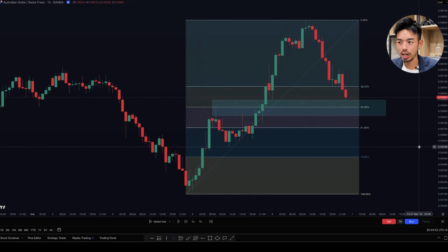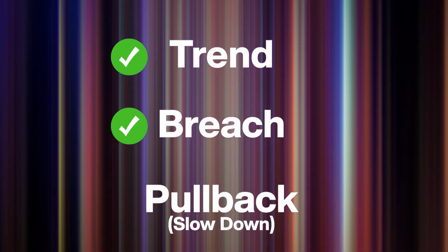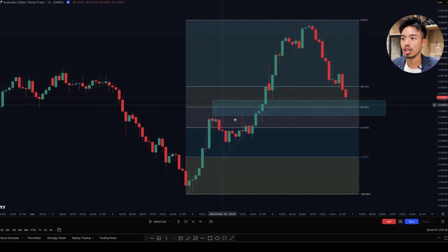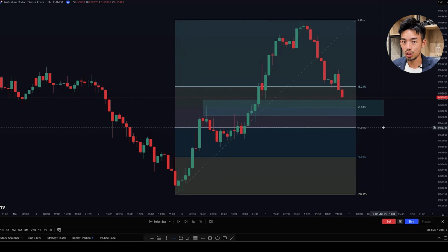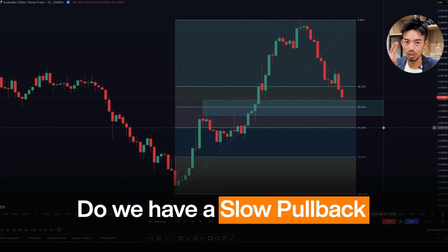Now, do we have a trend? Yes, we do have a trend, right? This is a strong move towards the upside. We have a couple higher highs, higher lows. It does look like it's an uptrending market, okay? So now two things are checked. Final thing, do we have a slow pullback?